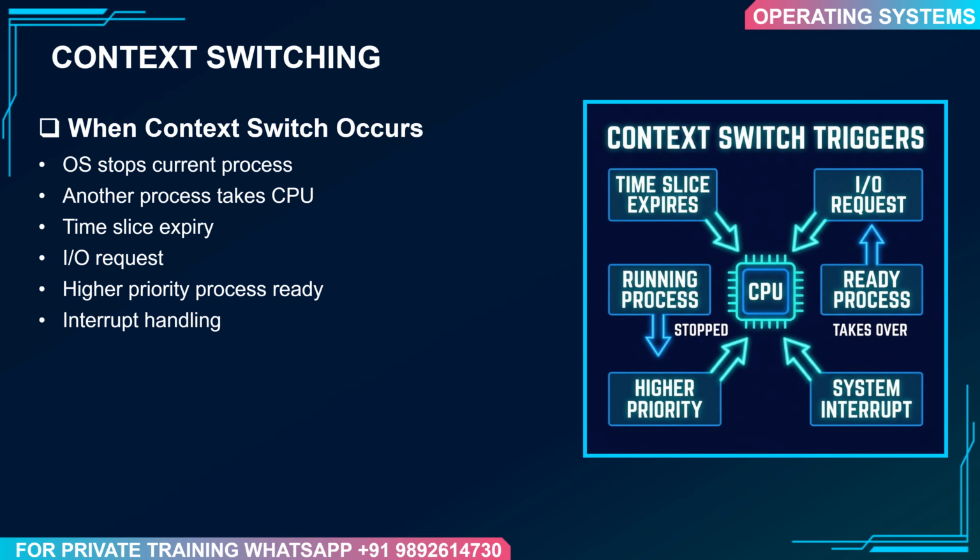A context switch happens when the operating system decides that the currently running process should stop using the CPU and another process should take over. This decision may happen for several reasons, all of which you have already seen indirectly. The time slice of a running process may expire in a preemptive system. A process may request an I/O operation and move to the waiting state. A higher priority process may become ready. Or the system may need to respond to an interrupt. In all these cases, the CPU has to switch its attention.